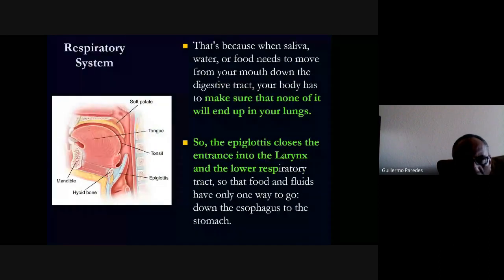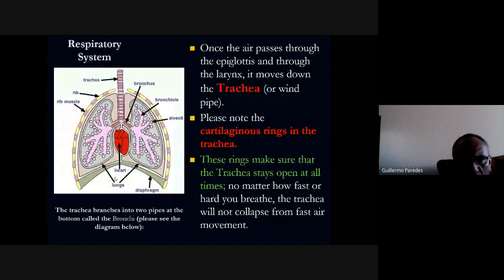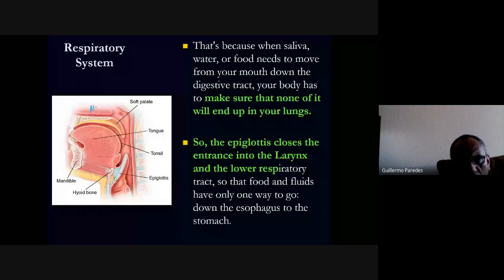Now, if you see here, here we have the nasopharynx. This is the tongue. You pull down the tongue. This is the oropharynx. And here we have one structure that is very important. Let me see if I have it here bigger. No. Okay, this is the biggest I have.